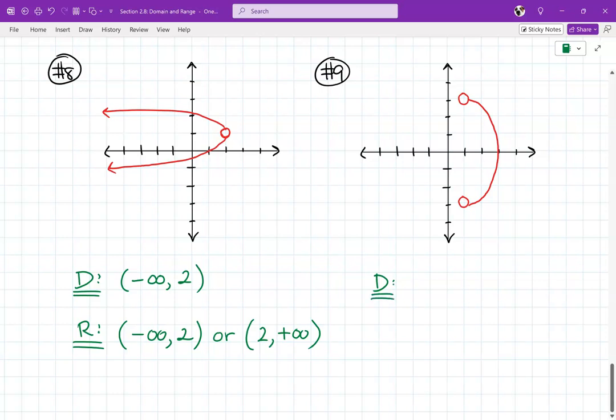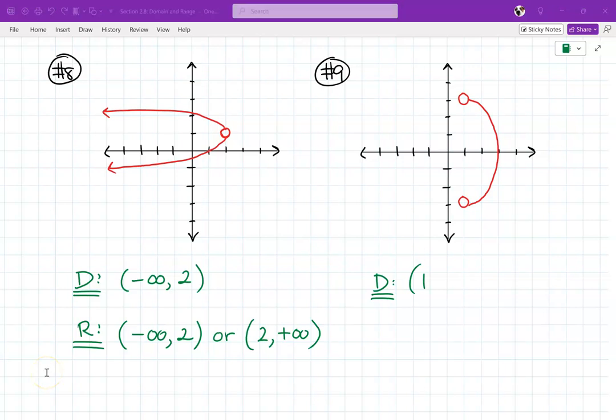How far to the left? So from the left, so left, right? 1. Do I include the 1? No. How far to the right? To 3, right? Hold on, my pen just decided to fall asleep. So I'm going to pause it. I'm going to record it later.